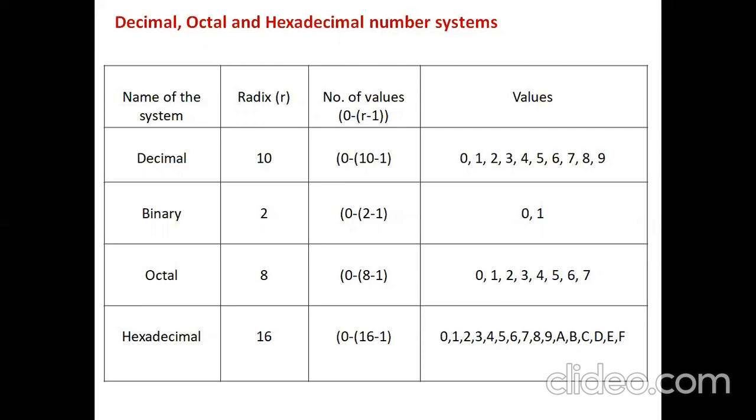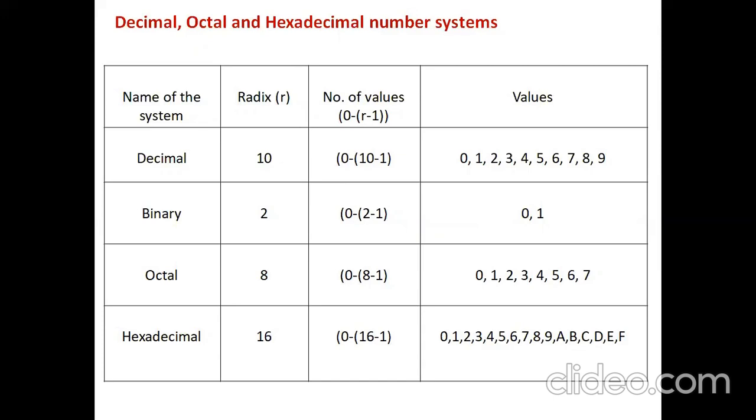Generally the highest number is R minus 1 and the lowest number will be always 0. So for radix R equal to 10, we have 0 to 9, that is 0, 1, 2, 3, 4, 5, 6, 7, 8, 9. For binary, it is 0, 1. For octal, it is 0 to 7. For hexadecimal, we have totally 16.